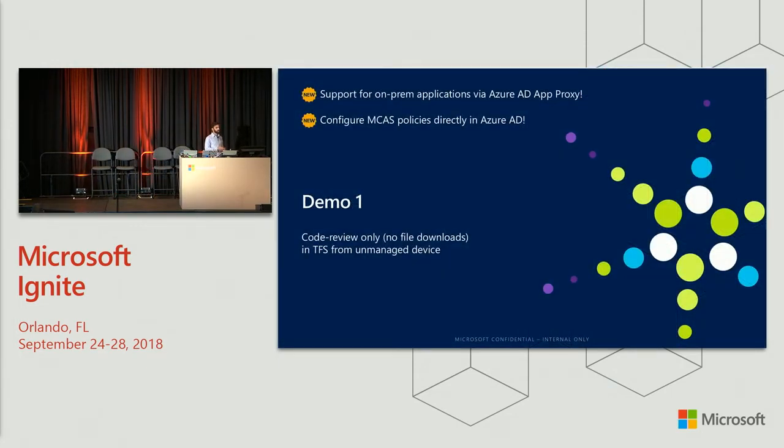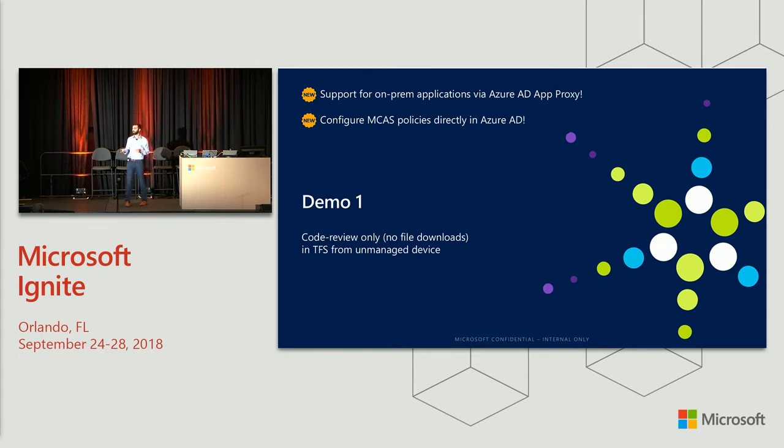So the way I've structured this is to show you guys 3 demos and sort of do 4 announcements throughout those 3 demos. The first demo, or the use case I'm going to show you, is performing a code review, but not allowing file downloads because you're coming from an unmanaged device. And what you'll notice here is we're using TFS, which is an on-prem application.